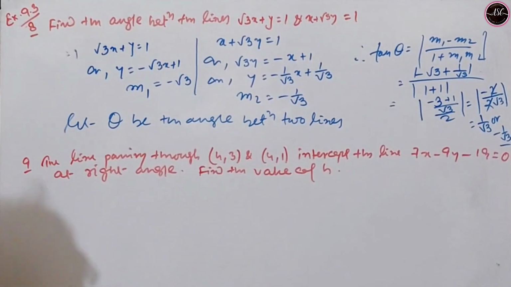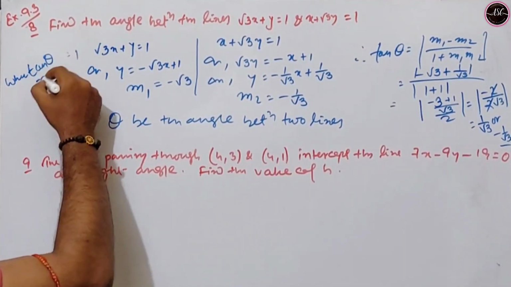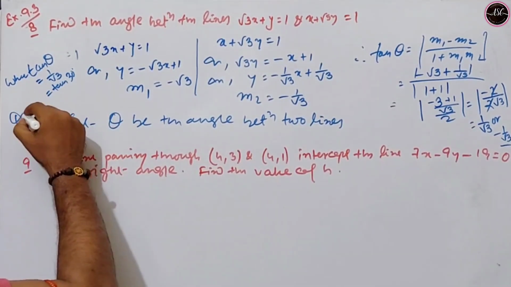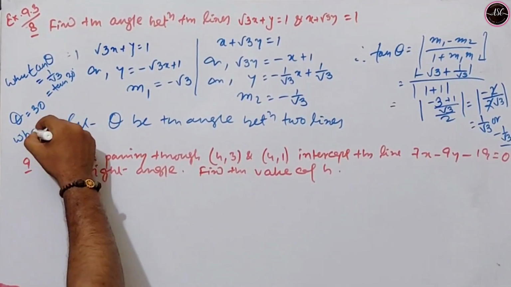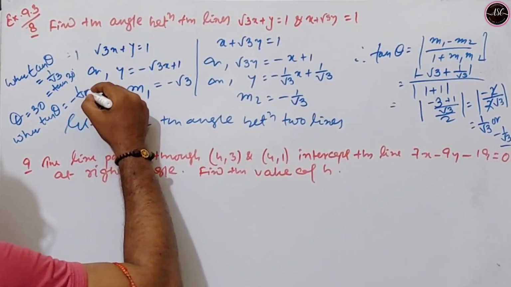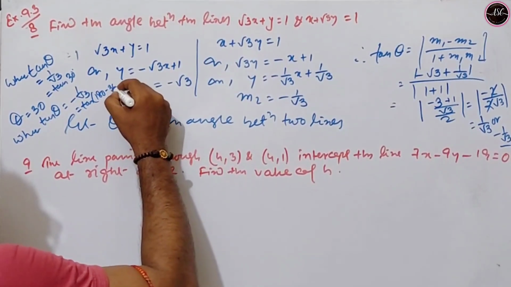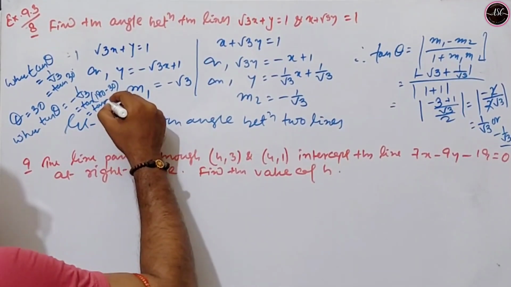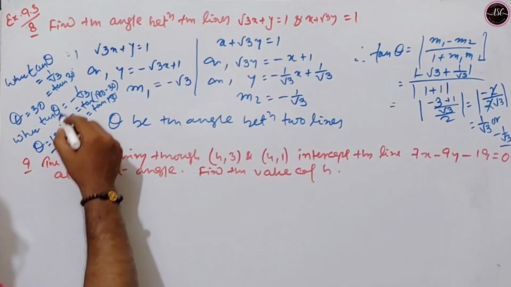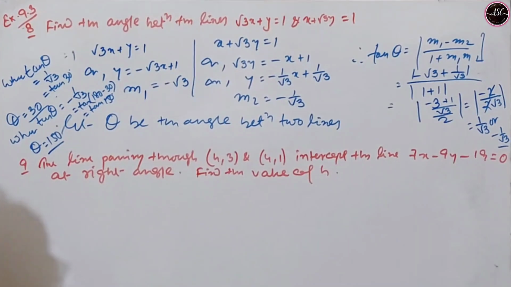When tan theta equals 1 by root 3, that means tan 30, so theta will be 30. And when tan theta equals minus 1 by root 3, that means tan of (180 minus 30), that means tan 150. So theta equals 150. So the value of theta is either 30 or 150.